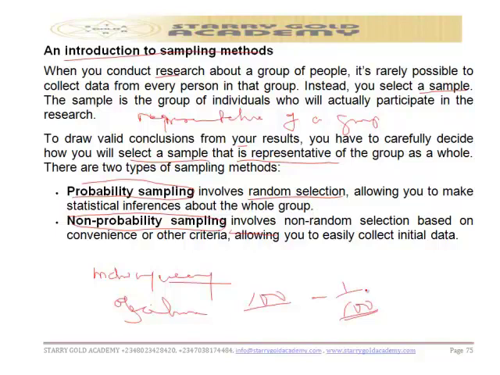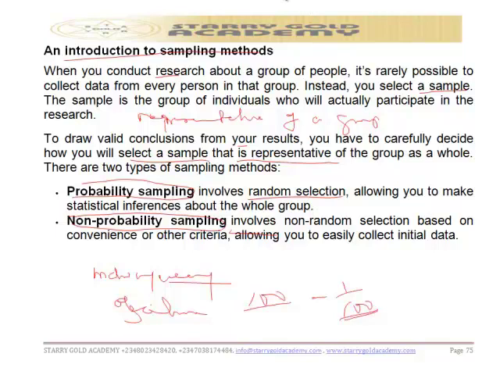And under non-probability sampling, this involves non-random selection based on convenience or other criteria that allow you to easily collect initial data. That is what we mean by non-random sampling. Every member of the group has no equal chance. They do not have equal chance. Every person could be selected based on the judgment of the selector, that is the researcher.